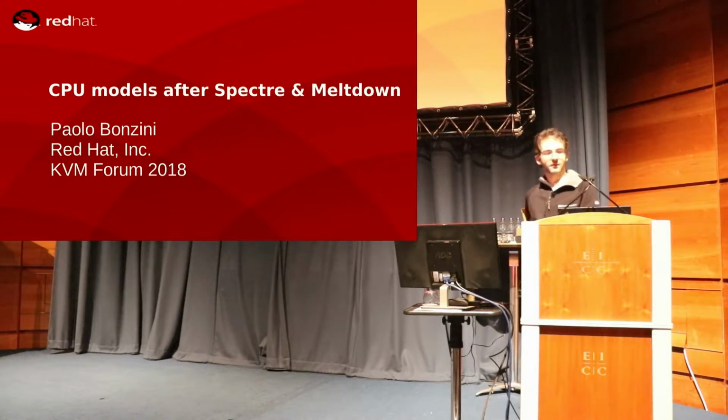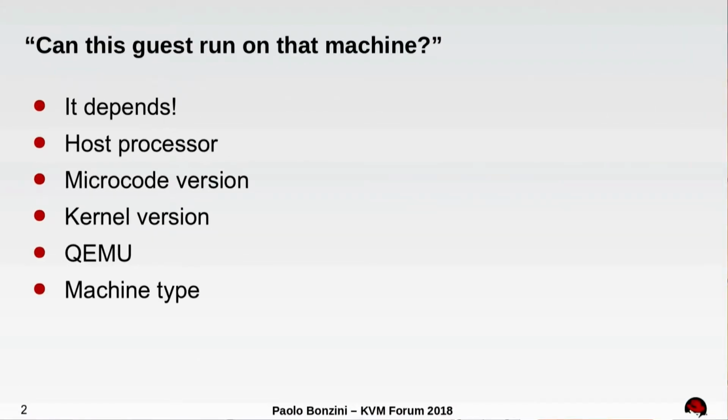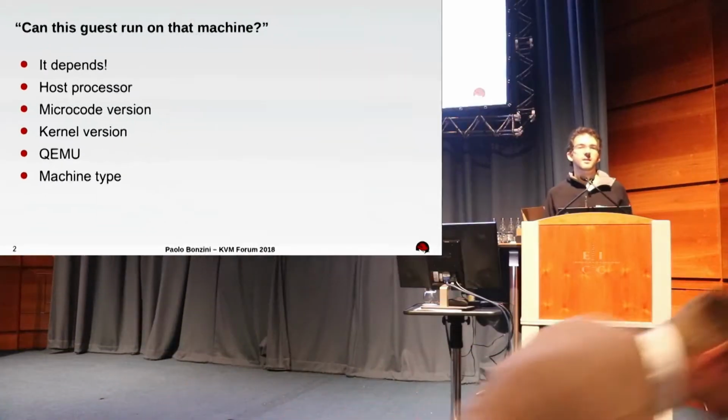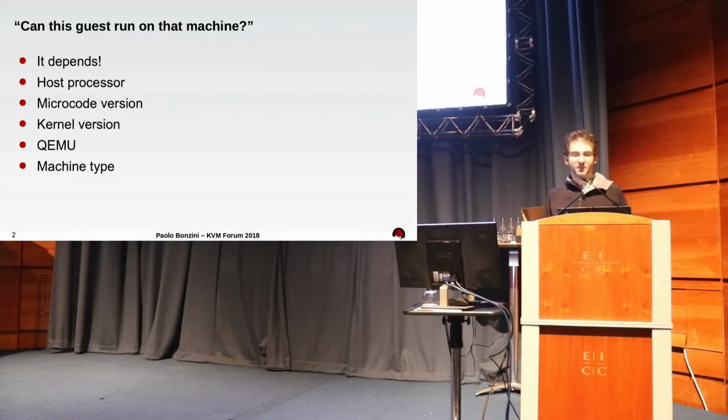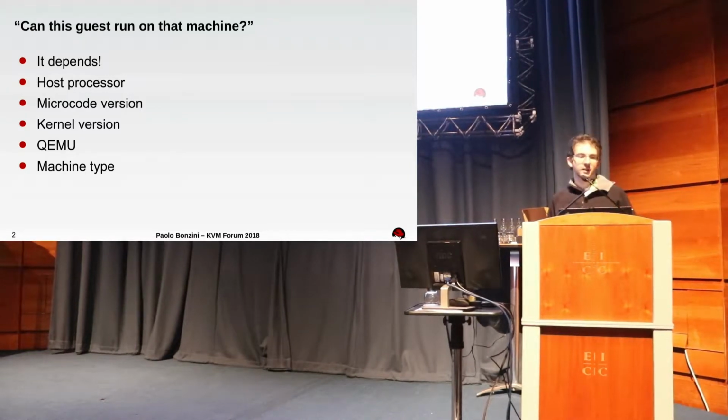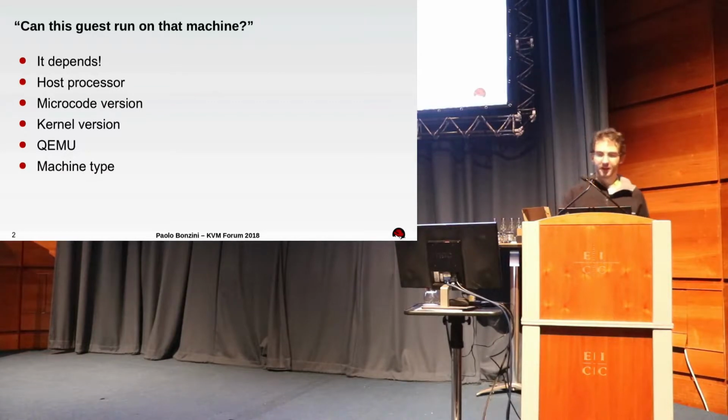So let's start by taking a step back. If somebody asks you this question, can this OS run on that machine? The answer is almost always going to be, it depends. Depends on what? Depends on many things, actually. Depends on the host processor, depends on the microcode version, depends on the kernel version, depends on the QEMU version, and even if everything is the same, it depends basically on the command line, including the machine type.